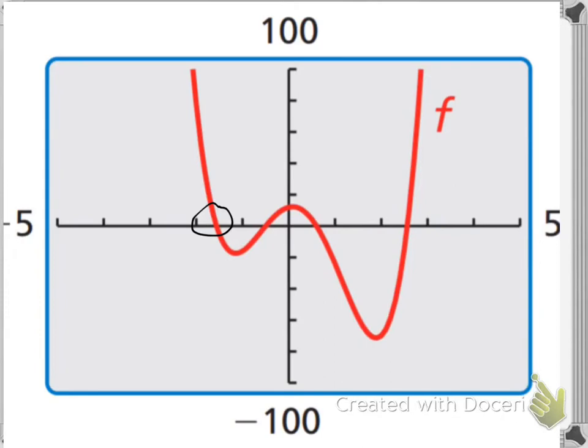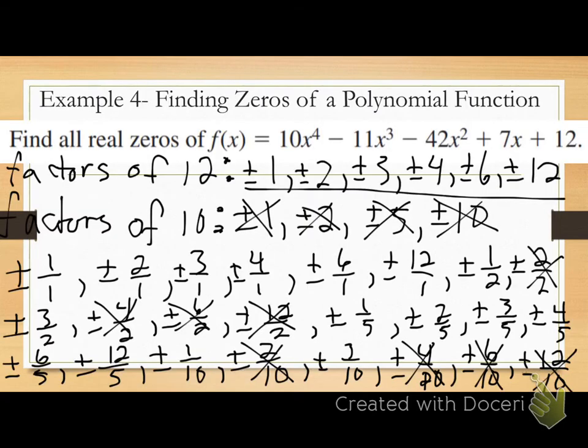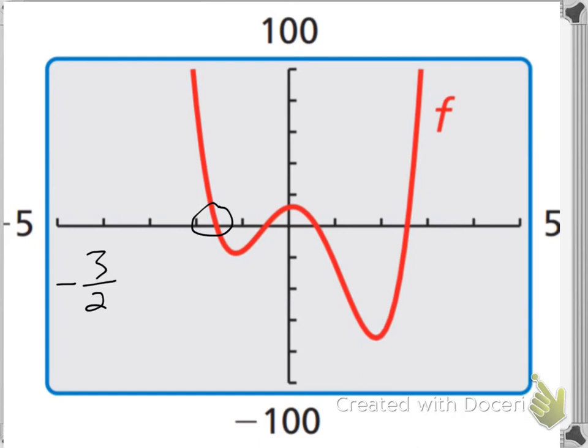It's between -1 and -2. So what point is that? Negative 1.5. How can I represent that as an improper fraction? Negative 1.5 is negative 3 over 2. Is that one of the numbers on my list? Yes, it is. So I will test negative 3/2 out using synthetic division.